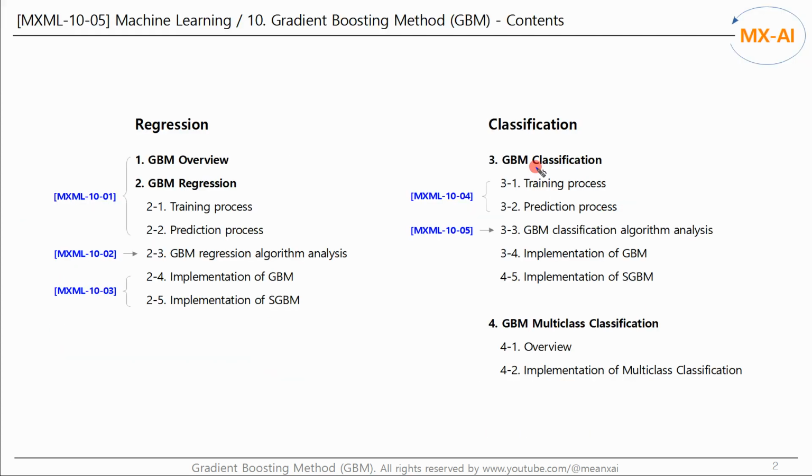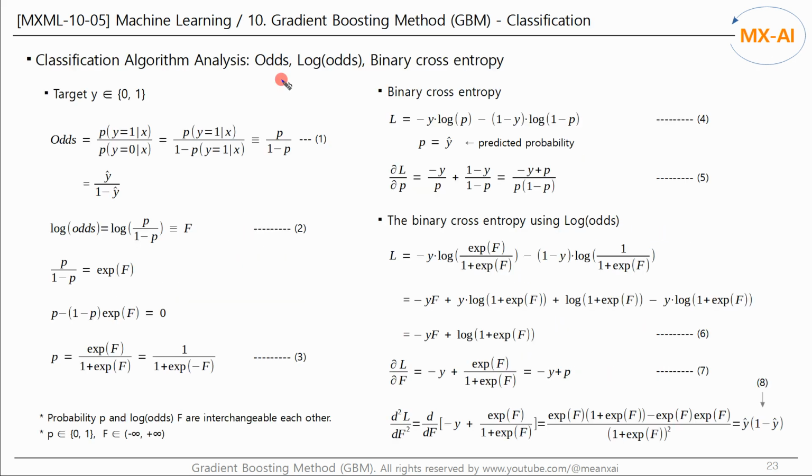In the last video, we looked at the training and prediction process for GBM classification. In this video, we will analyze the classification algorithm expressed in a standardized format. Before analyzing the algorithm, let's first look at the formulas for odds, logodds, and the binary cross-entropy, etc.